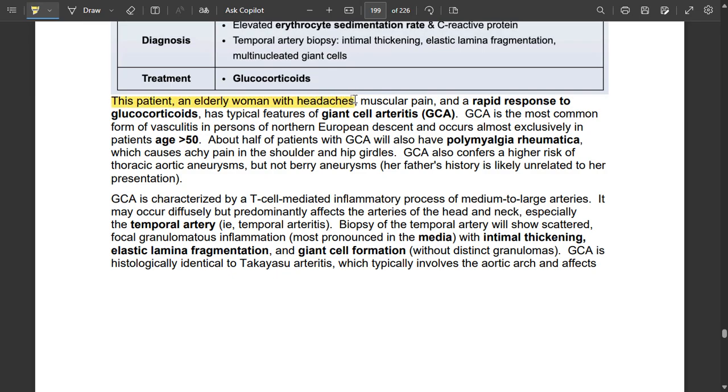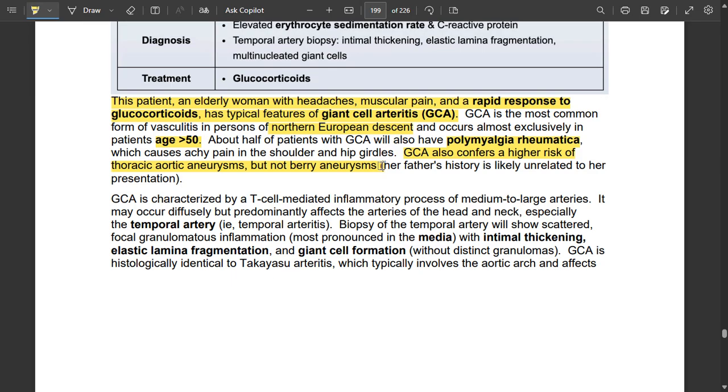So earlier headache, jaw pain, and rapid response to corticosteroids are features of giant cell arteritis. This is the most common vasculitis in people of northern European descent and occurs especially in patients older than 50. Half will have polymyalgia rheumatica, which causes achy pain in the shoulder and hip girdles. This also confers a high risk of thoracic aortic aneurysm, but not berry aneurysm.